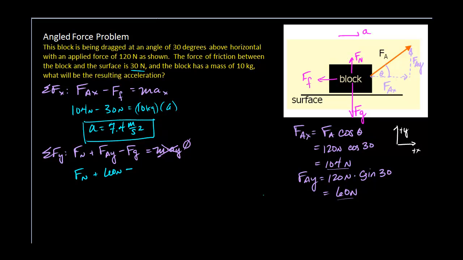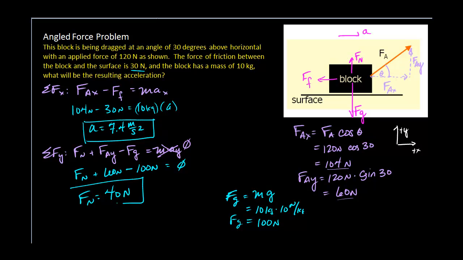So I can go back and I can use my gravitational force equation. Force due to gravity, we'll use a local version, just m times g. So that would be 10 kilograms times 10 newtons per kilogram. Gives me a weight of this block of 100 newtons. That goes into the y equation: N plus 60 minus 100 newtons equals 0. So the normal force must then be equal to 40 newtons.